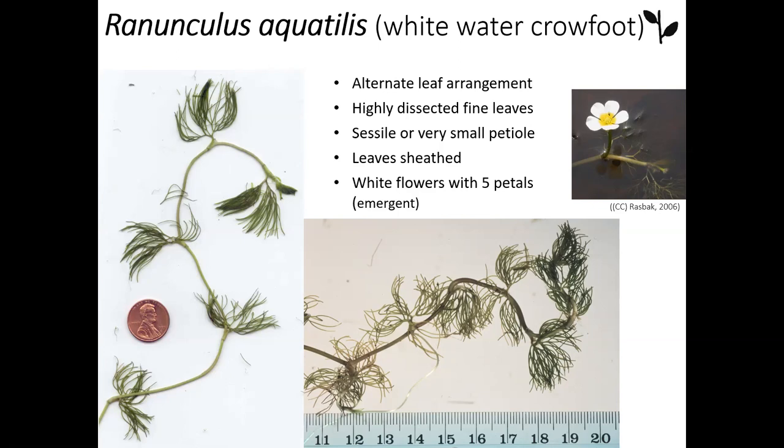And then if you look at the picture with the penny, I think at the topmost leaf, you can see the leaf sheath quite clearly. So the base of the leaf where it attaches to the stem, it will have a sheath. And then quite commonly in shallow bays, you'll see this plant flowering. It has a 5-petal white flower, which is emergent.